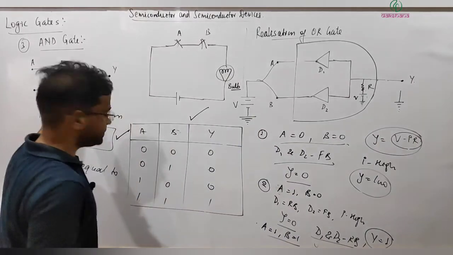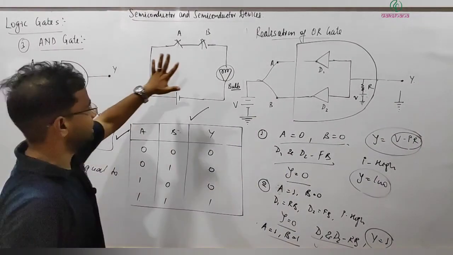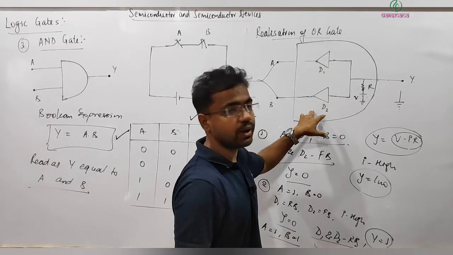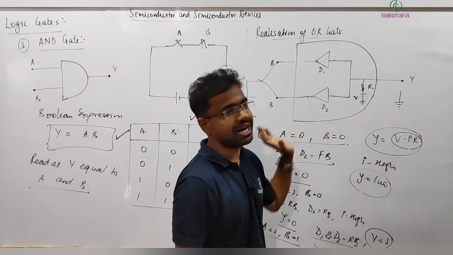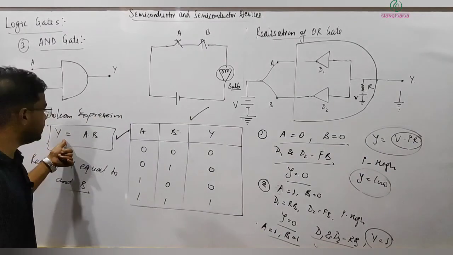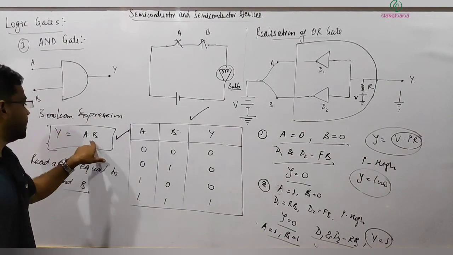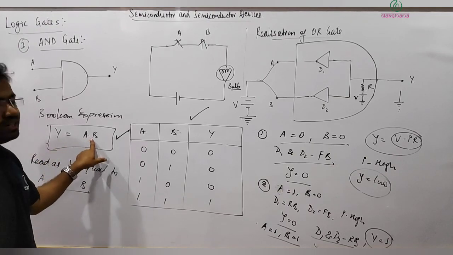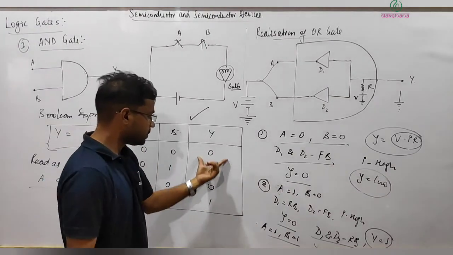So this is the symbol for the AND gate. That is the main function. This is the realization using two diodes connected in reverse bias connected to the battery like this, and the Boolean expression for the AND gate is written this way, and we can read it like Y equals A and B, and here the truth table.